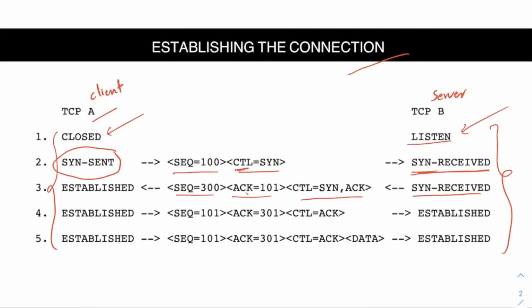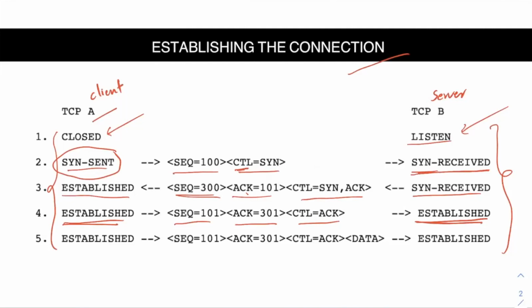Once the client receives this packet from the server, its state changes from SYN-SENT to ESTABLISHED. So for the client, the connection has been established. Now the client sends the third packet in which the ACK flag is set. It also increases the sequence number by 1 and acknowledges the request from the server. When the server receives this packet, its state becomes ESTABLISHED. Now both the client and the server are in the established state, which means the connection has been established.